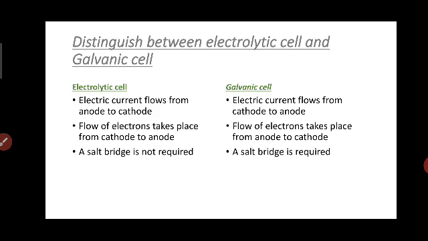In the electrolytic cell, we do not take any salt bridge. We don't require any salt bridge. But without a salt bridge in the galvanic cell, continuous power generation will not take place.